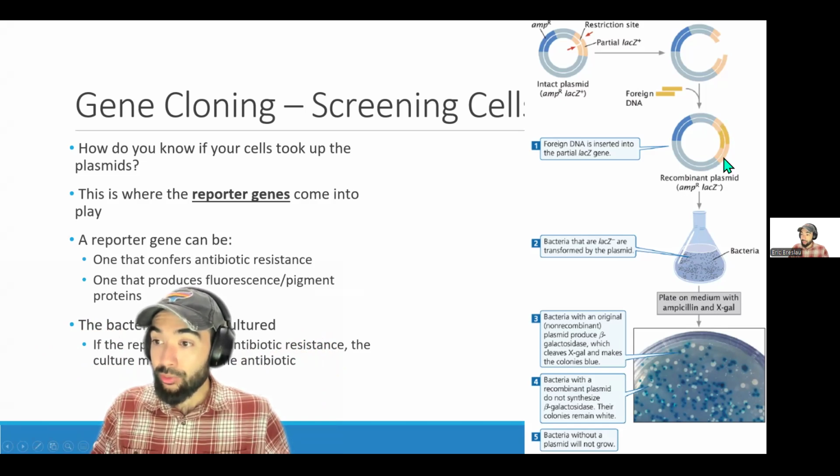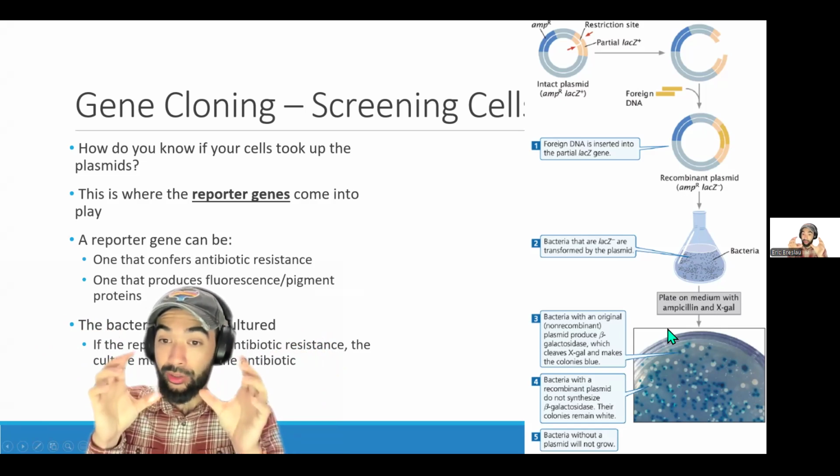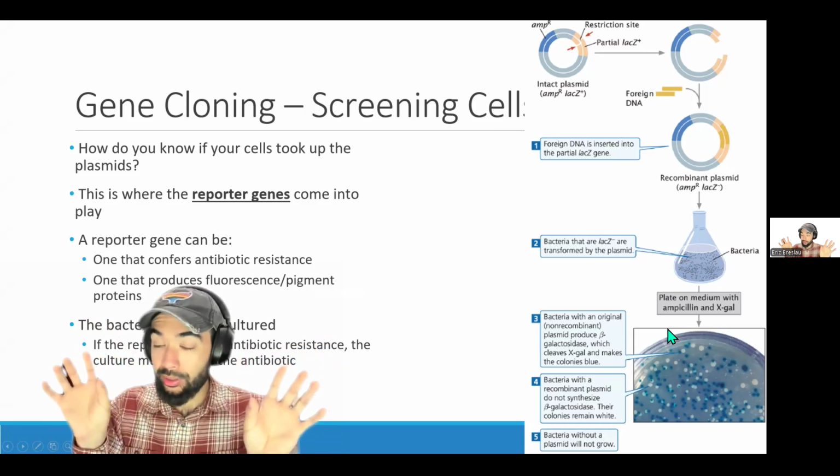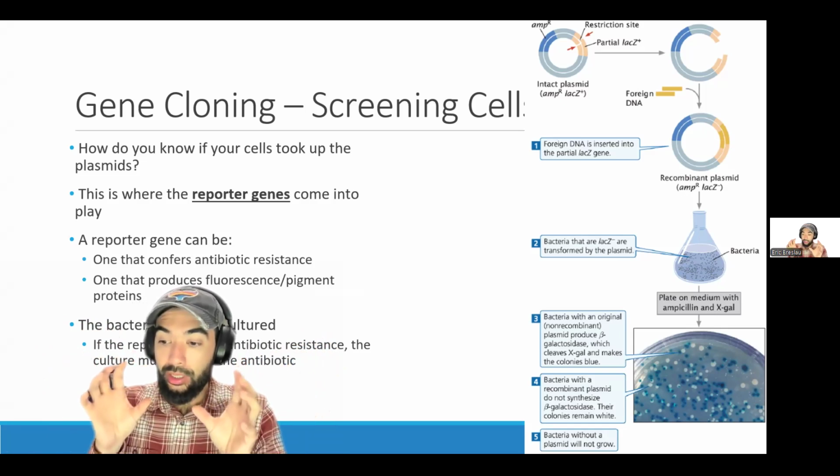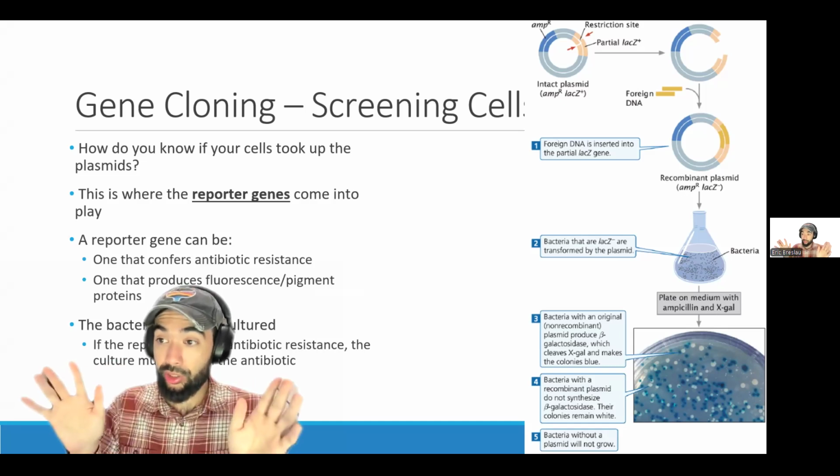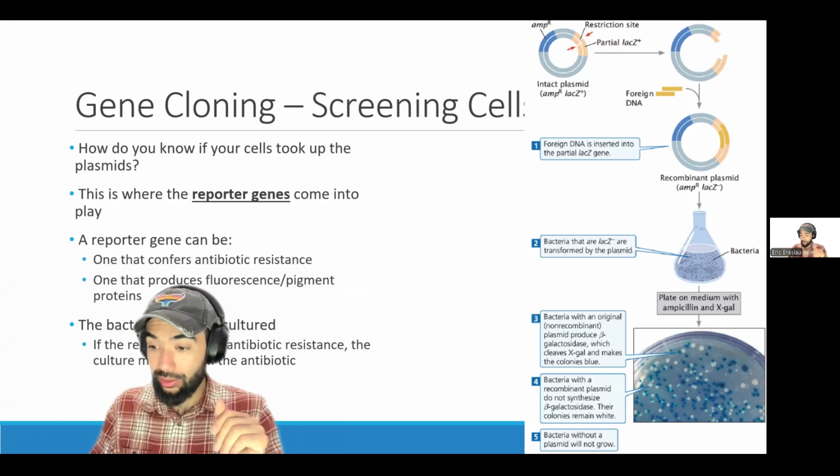And so what we will see is if a bacterium took up this plasmid, this gene doesn't work, so this X-gal, that modified galactose, will not be broken apart. It will be left alone. If that's the case, no color shows, and we get white colonies.